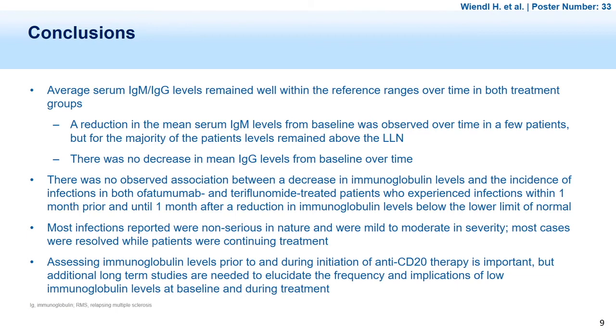So in conclusion, on average over 2 years, IgM and IgG levels remain in the reference ranges. We did not see an association of immunoglobulin levels with the incidence of infections, and we did not see particularly different or other infections. However, assessment of immunoglobulin levels prior to the start of anti-CD20 therapy might and should belong to the mitigation strategy of future problems.